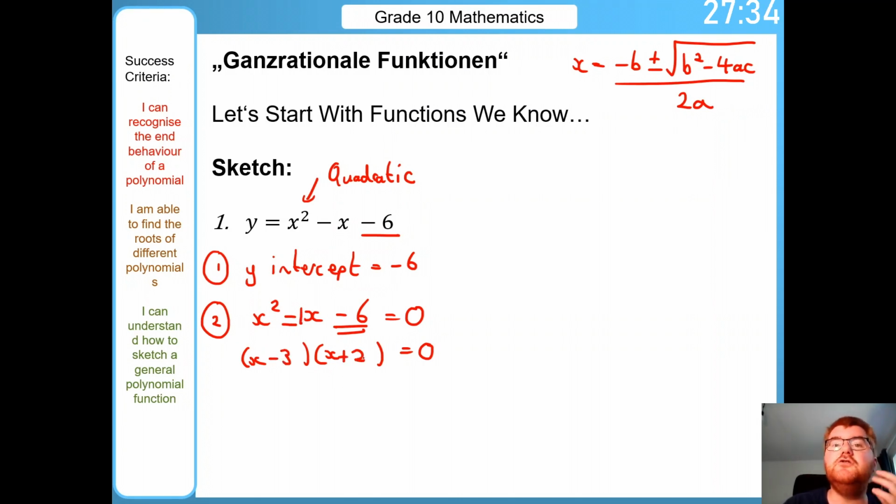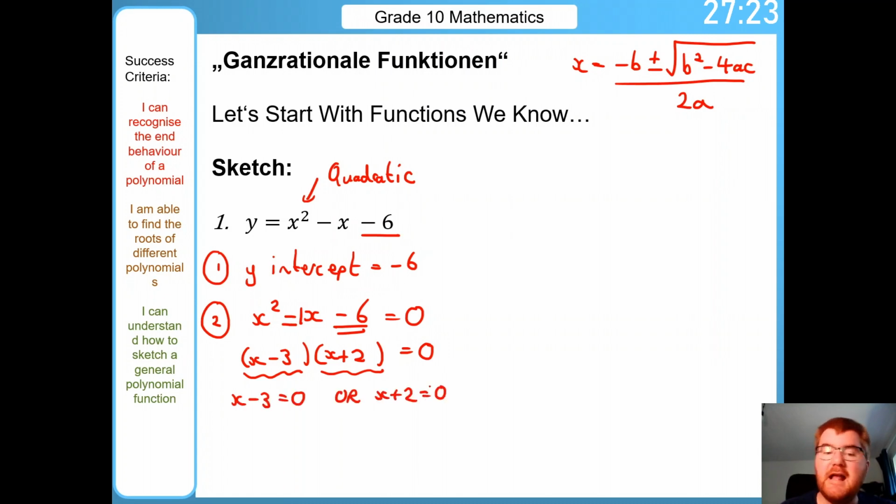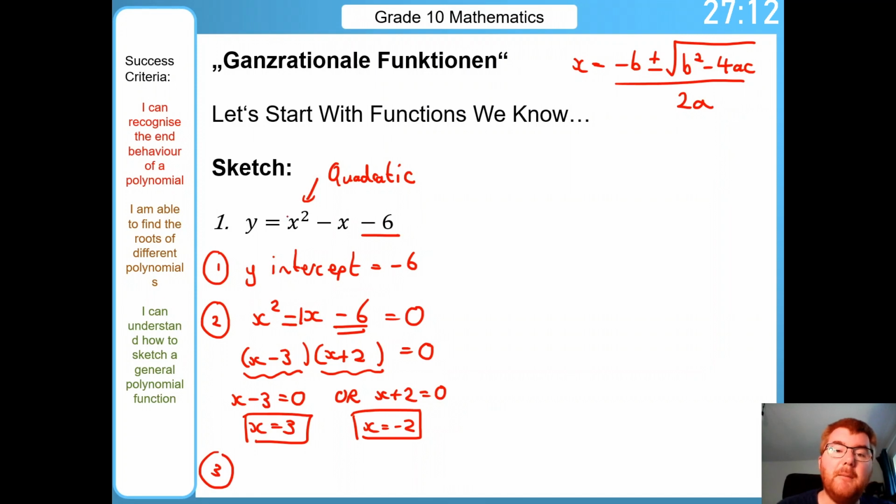Then we use the null law, or the 0 law, which says basically that this times this is 0. So that means either the first bracket is 0 or the second bracket is 0. And then that gives us x equals 3 or x equals minus 2. This tells us where it crosses the x-axis. The third thing we should consider, because we've got a positive quadratic, as we talk about later in the video, is it a happy face or a sad face? Because it's a plus x squared here, we are going to have a happy face.